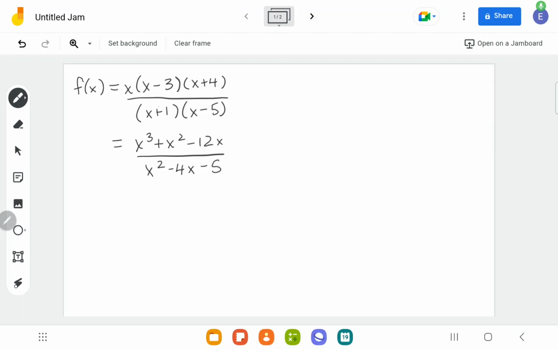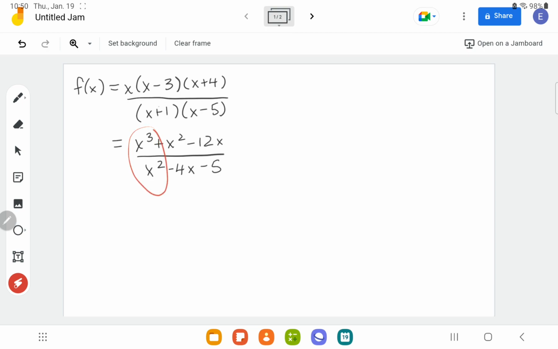An example of a good function to look at for a more complex example of how to deal with oblique asymptotes. We know that there's going to be an oblique asymptote because the degree of the numerator is one more than the degree of the denominator.